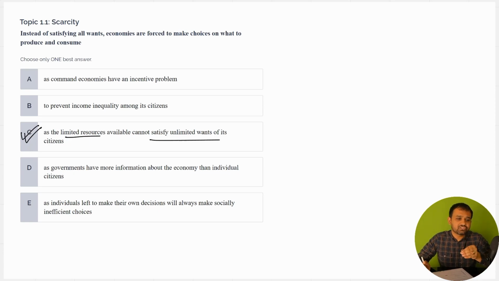Now, I want to mention some things here. If you look at the other options, it's not like those statements themselves are incorrect in some cases. For instance, if you look at the first statement, command economies have an incentive problem. That is a correct statement, but that is not why societies have to pick and choose what to produce. So in the AP exam, you will end up seeing options like this that are correct by themselves, but in the context of those questions, they may not be.